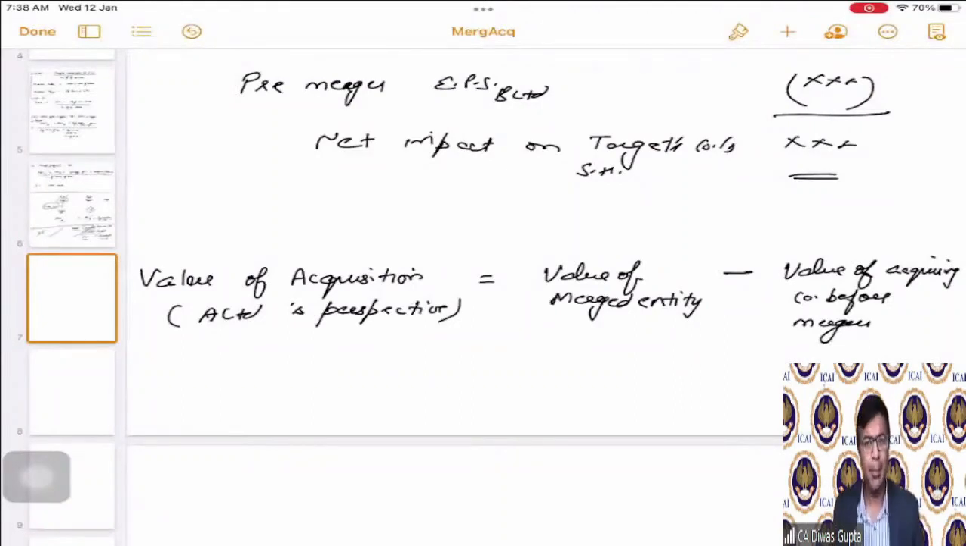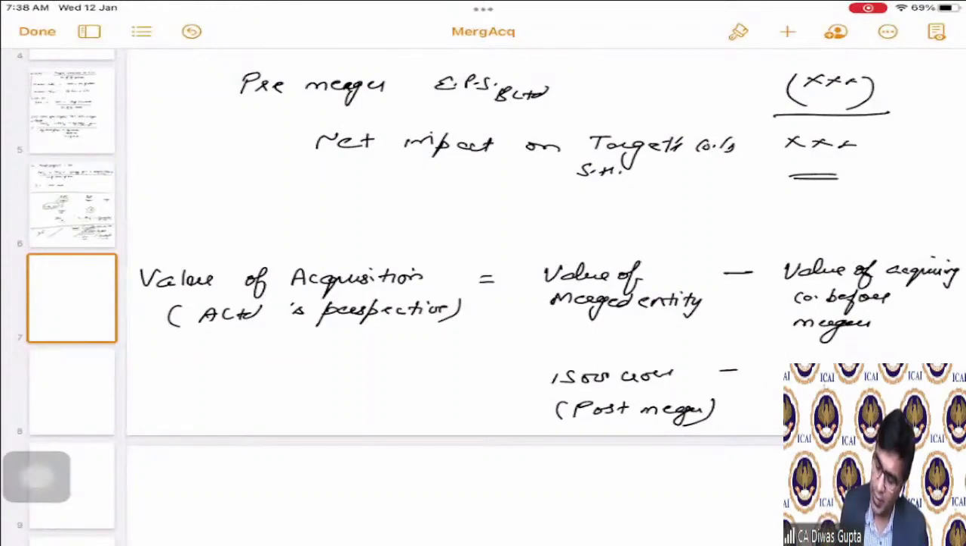Now students, this is a very simple thing. What is the value of acquisition? Say I am A Limited and I am going to acquire a company. My current value is 1,000 crores. But after the merger, my value will become 1,500 crores. Since my pre-merger value is 1,000 crores and post-merger value is 1,500 crores, the value of acquisition is 500 crores. Simple.